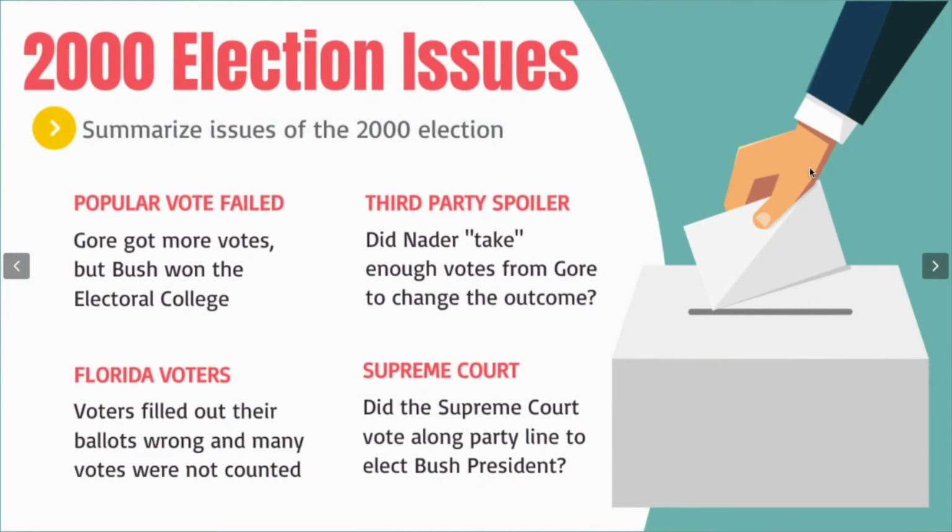I want to summarize some of the main issues from this election. So first, the election is another example of the popular vote failing. Again, the candidate who received the most votes did not become president because of the Electoral College system. We also saw Ralph Nader as a third-party candidate possibly spoil the election by taking away votes that might have gone to Gore if it was only Bush and Gore running. We saw how thousands of voters in Florida never even had their vote count because they couldn't follow directions, and how the Supreme Court made the final and controversial decision with Bush versus Gore to select the president.